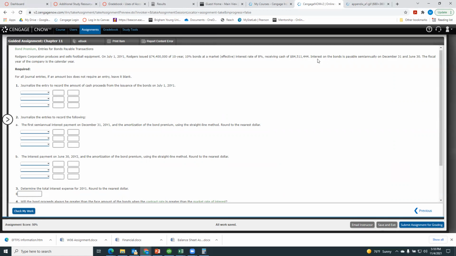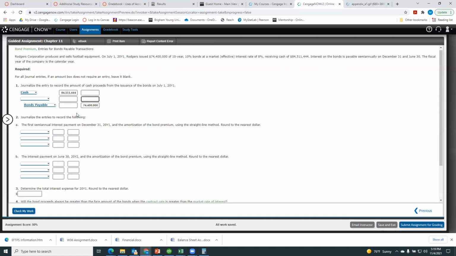84,511,444. All right, so to journalize the entry to record the cash proceeds, we're first just going to show how much our cash went up and how much our bond payable went up. Cash is the amount of cash we received for issuing the bond, 84,511,444. Our bonds payable goes up by the face value of the bond, 74,400,000.